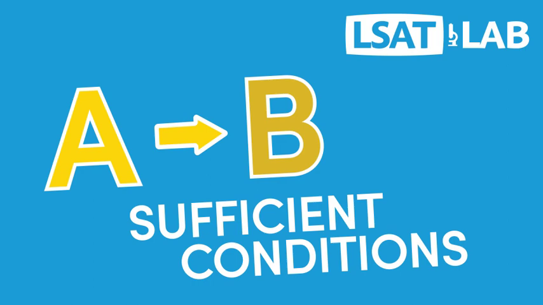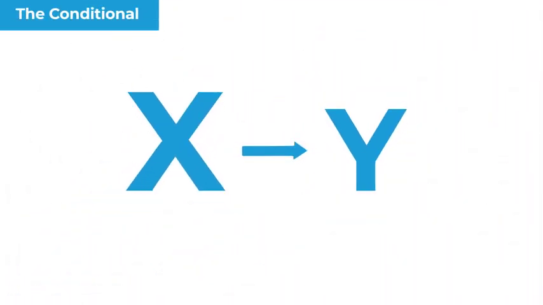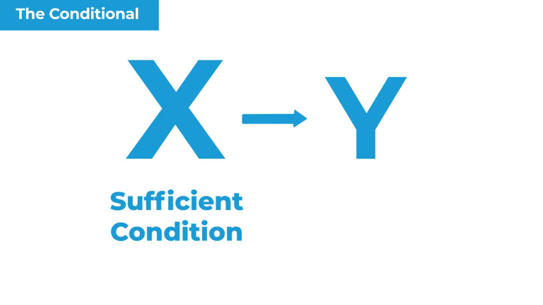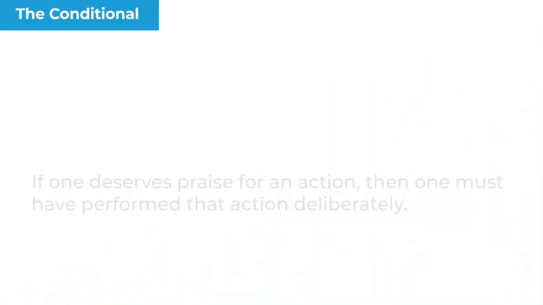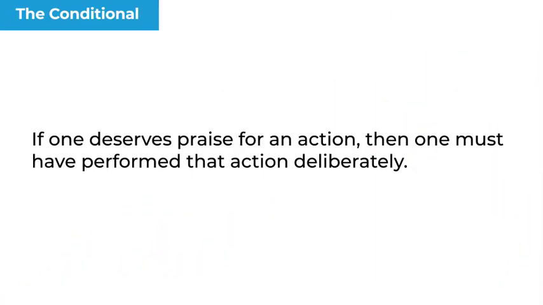In the logical reasoning section. And today's topic is sufficient conditions. Now, the sufficient condition is the left side of the arrow in an if-then relationship. We're going to save a discussion for necessary conditions for next time. So, in this statement, if one deserves praise for an action, then one must have performed that action deliberately.